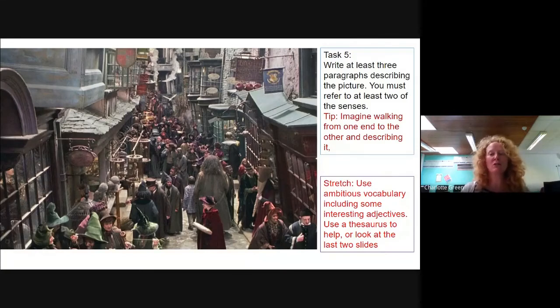One way you might do this is to imagine walking from one end of the street down to the other and think about what you would pass. So describe that walk as you go. If you are pushing yourself, think about including some ambitious vocabulary, interesting adjectives, and you could even use a thesaurus to help you. Pause the video while you do that.